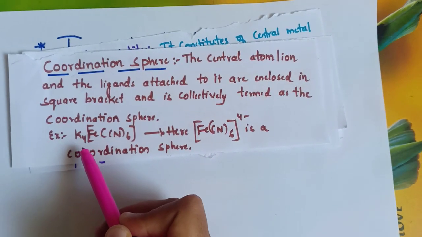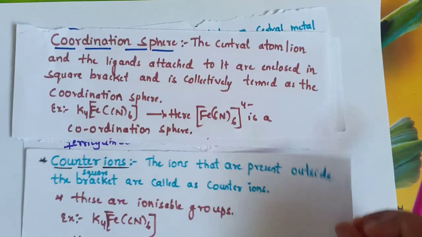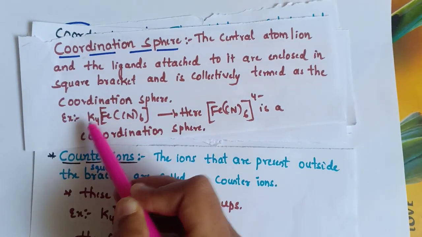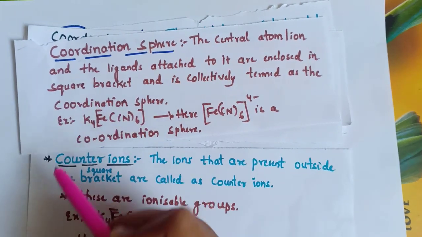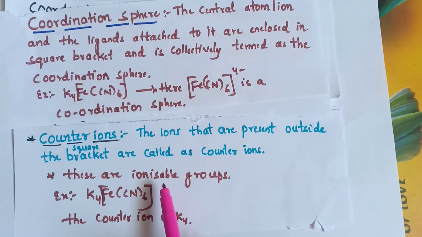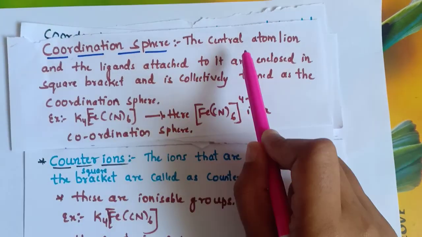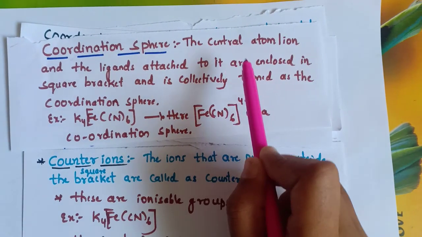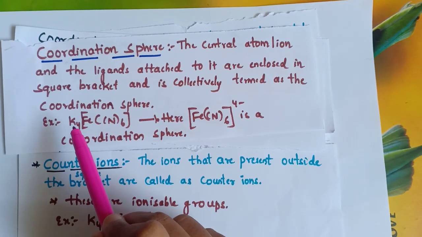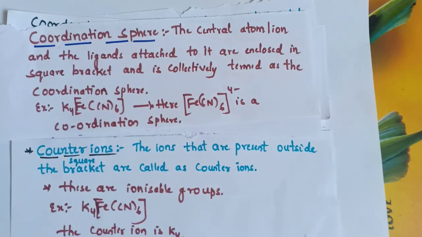And the ions that are present outside the square bracket are called counter ions. Here you can see it is a coordination sphere Fe(CN)6 and the K4 here is a counter ion, that is, it is present outside the bracket. Counter ions are ionizable groups. Inside the square bracket there is a central atom or ion and the ligands attached to it. They are present in the coordination sphere. But outside the coordination sphere, counter ions are present.